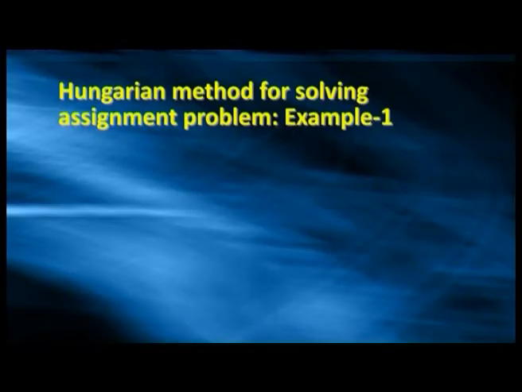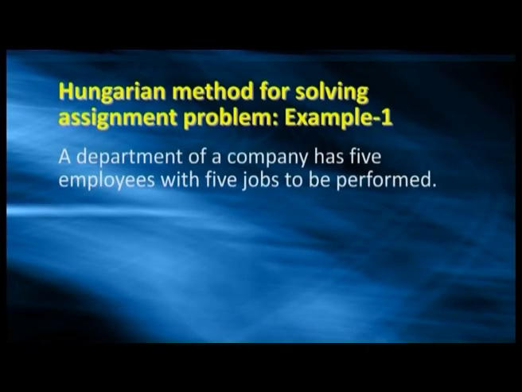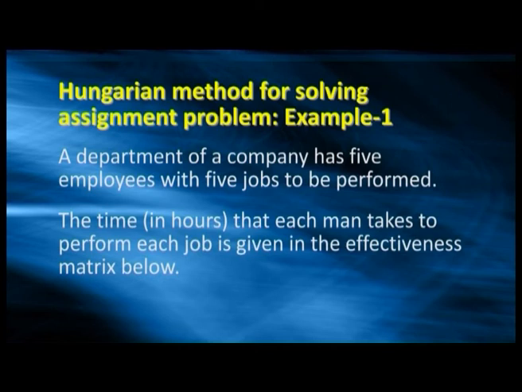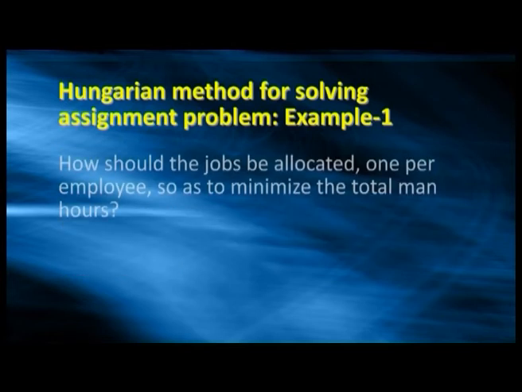Let us take an example to understand the assignment problem using the Hungarian method. Example 1. A department of a company has 5 employees with 5 jobs to be performed. The time in hours that each man takes to perform each job is given in the effectiveness matrix below. How should the jobs be allocated, 1 per employee, so as to minimize the total man hours?